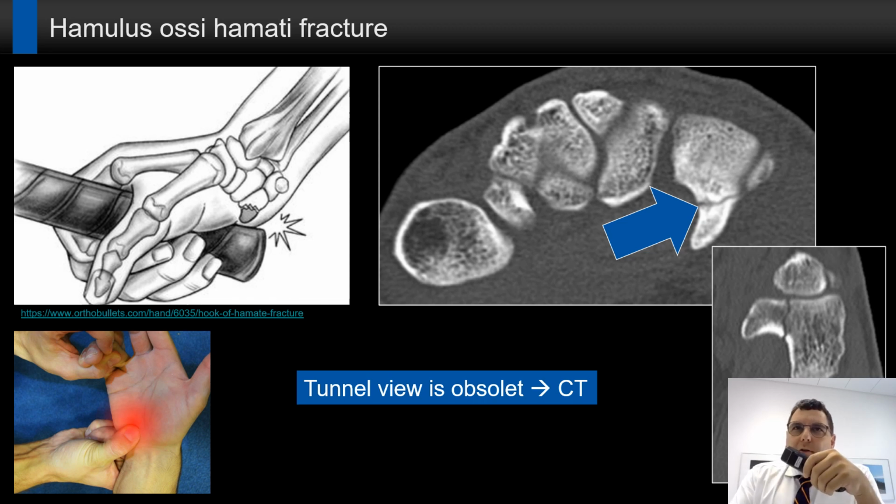There is another fracture which I think is very difficult to see on standard radiographs, and this is a fracture of the hamulus ossis hamati. It typically occurs on falls, or as in this case during sports. Typically, the patient has tenderness and pain on the ulnar aspect of the wrist, and it's best seen on CT. All the tunnel views are obsolete these days, especially if you have CT available. Then you go directly for CT, and then you can nicely see the fracture.